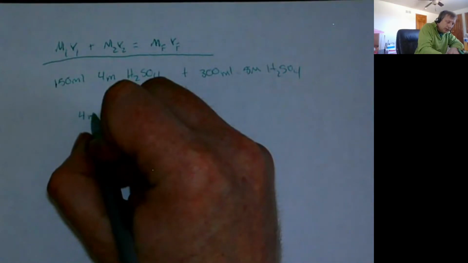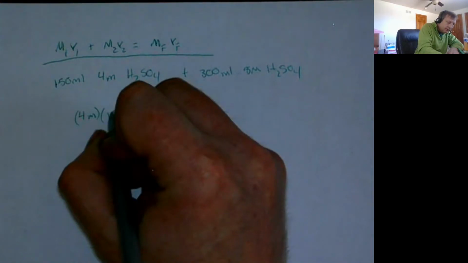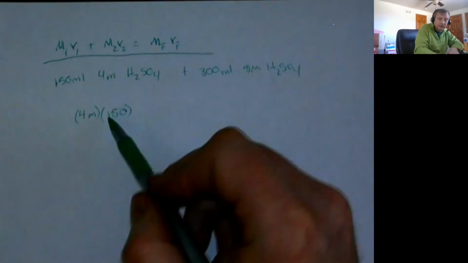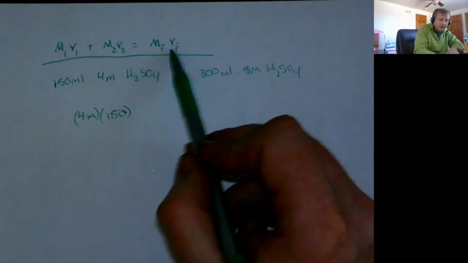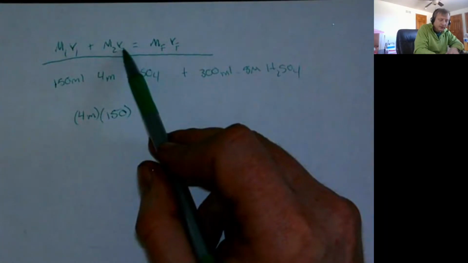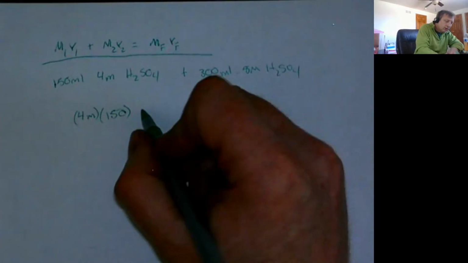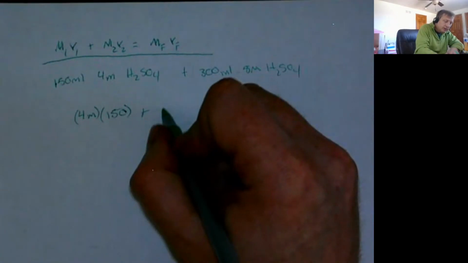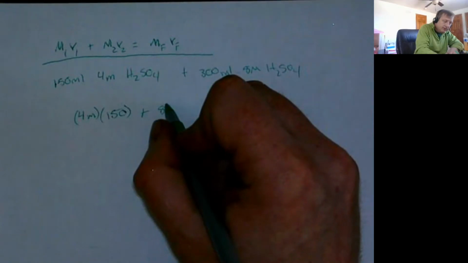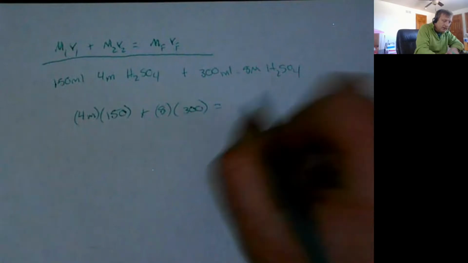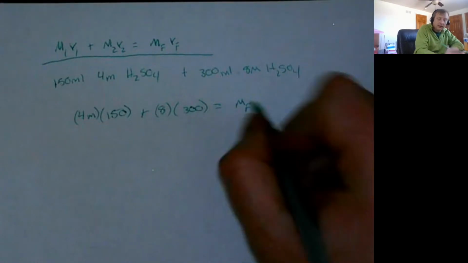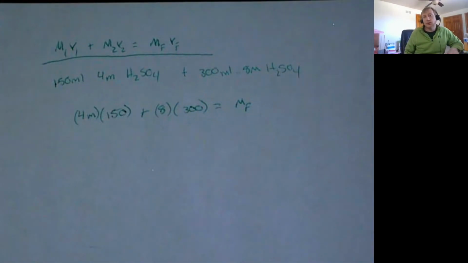We're going to say the molarity of the first solution is 4 molar, and we have 150 milliliters of it. Now we can leave the volume in milliliters as long as all of the volumes agree; they can be any unit. So this V will have to be in milliliters, and that will too. The second solution has a molarity of 8, and it has a volume of 300. And that's going to equal this final molarity that we're looking for times the final volume.